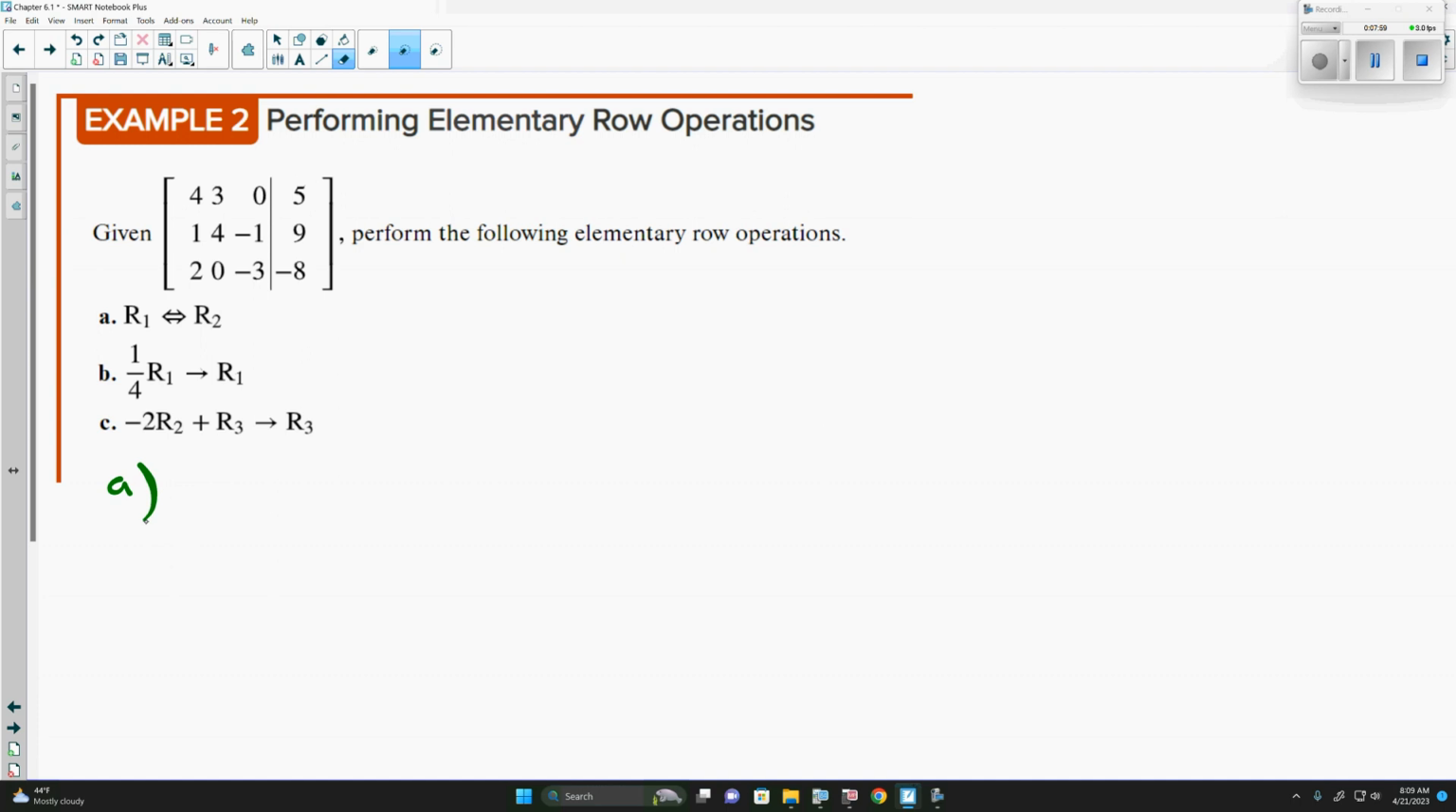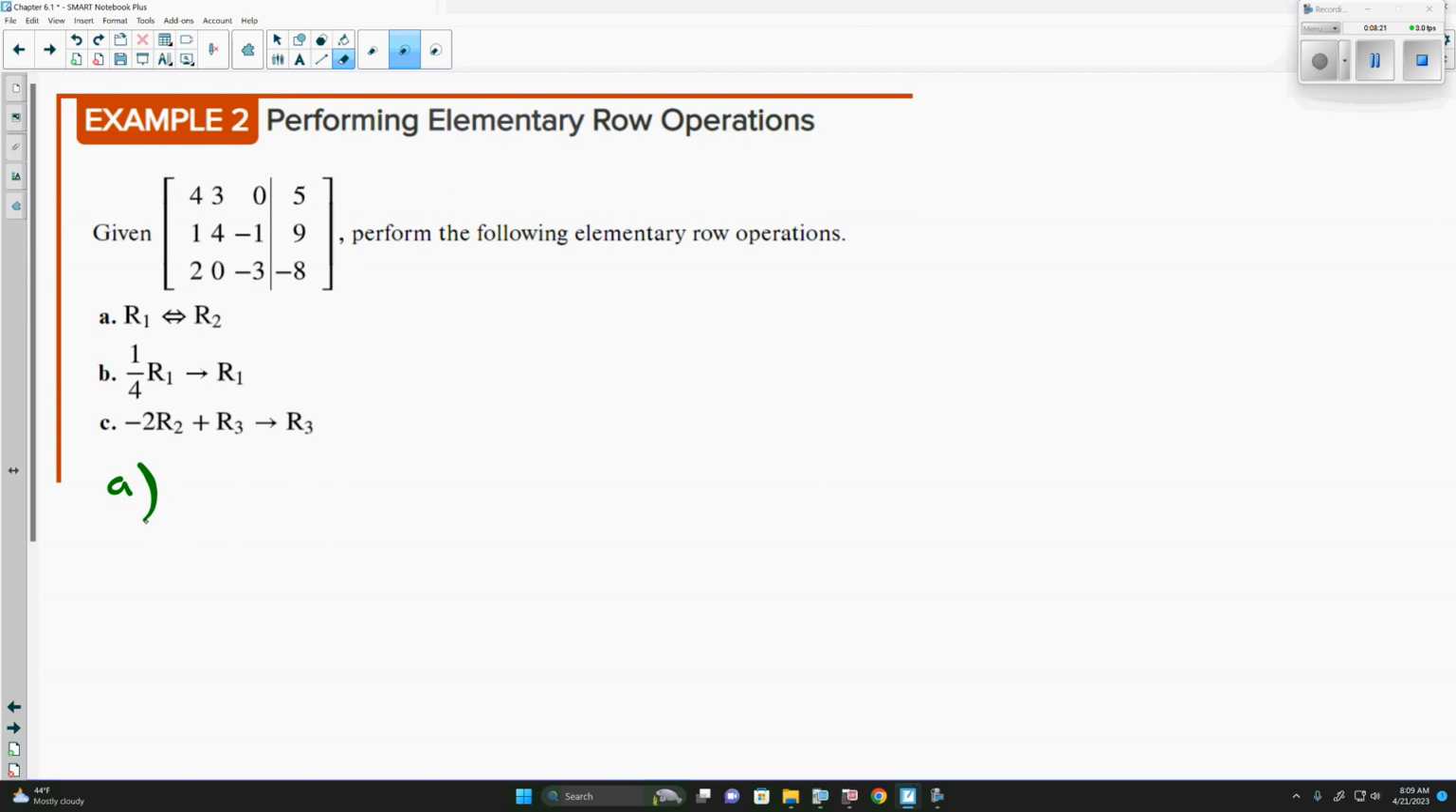So the first thing we're going to do before we really get into this with matrices themselves is perform some of these elementary row operations. Now for A, we're switching row 1 and row 2. They're going to change places.